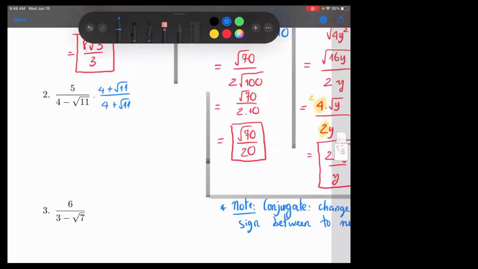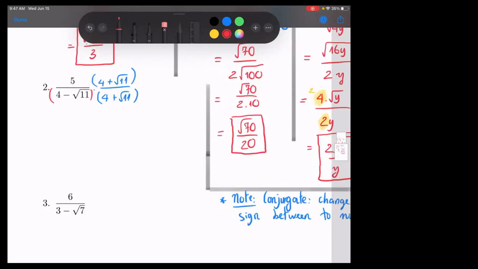You do that part, I give you 1 point on the exam. I suggest you use parentheses around it. Let's take care of the top first. Top is easy. What can I do with the top? The top I can distribute, right? So 5 times 4 is 20. 5 times root 11 is 5 root 11.